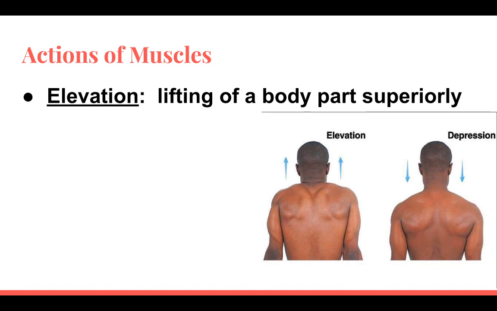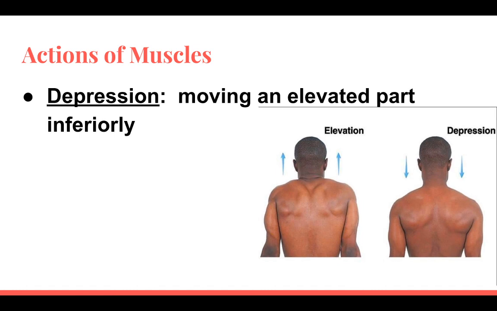When you have your shoulders shrugged, and then you bring them back to their normal position, that's depression, bringing them back down. So elevation is shrugging your shoulders, bringing them up. Depression is bringing them back down to their normal position, moving that elevated part back down inferiorly. So close your mouth is elevation, open your mouth is depression of that mandible.